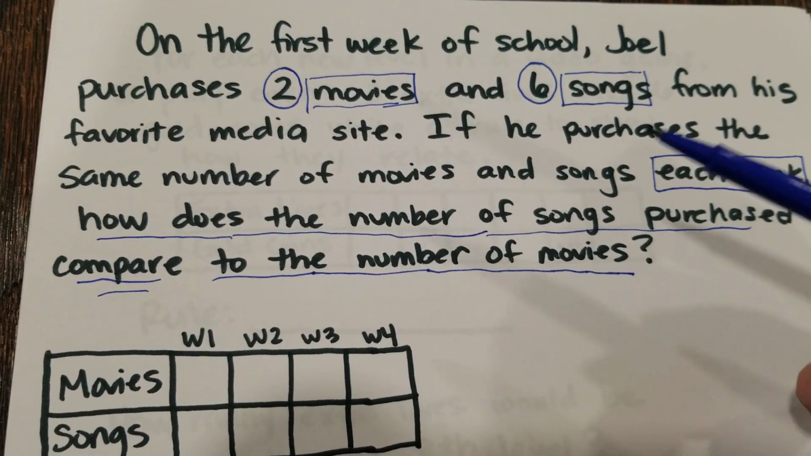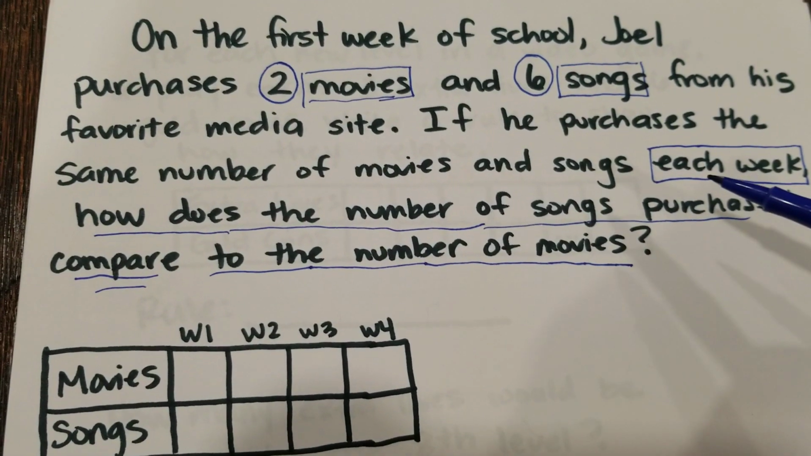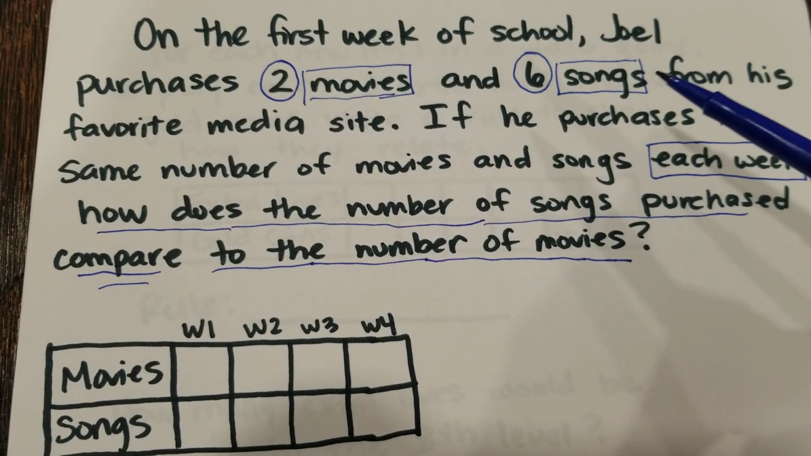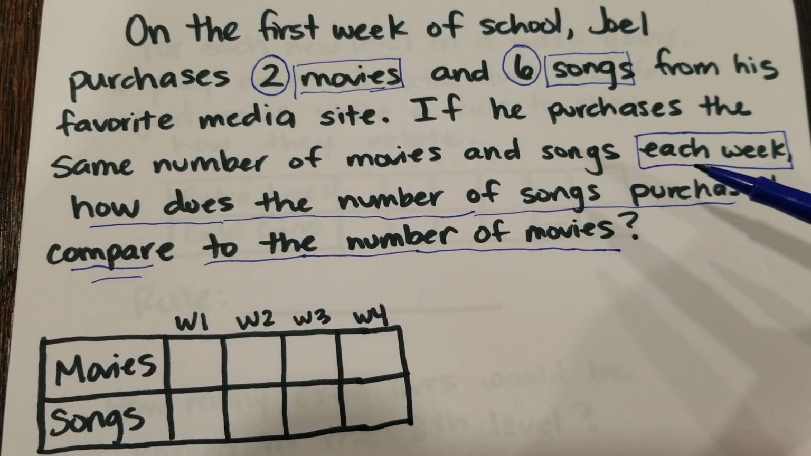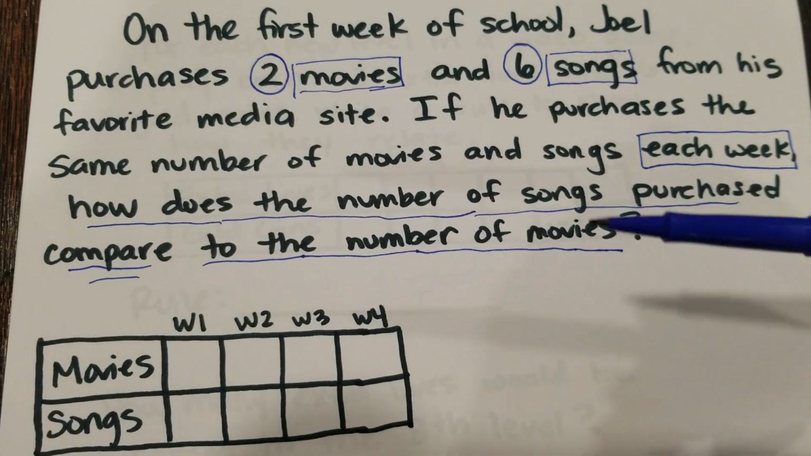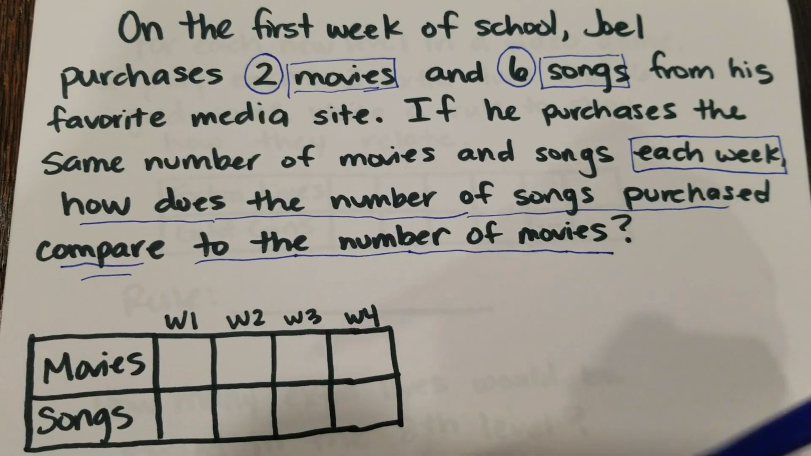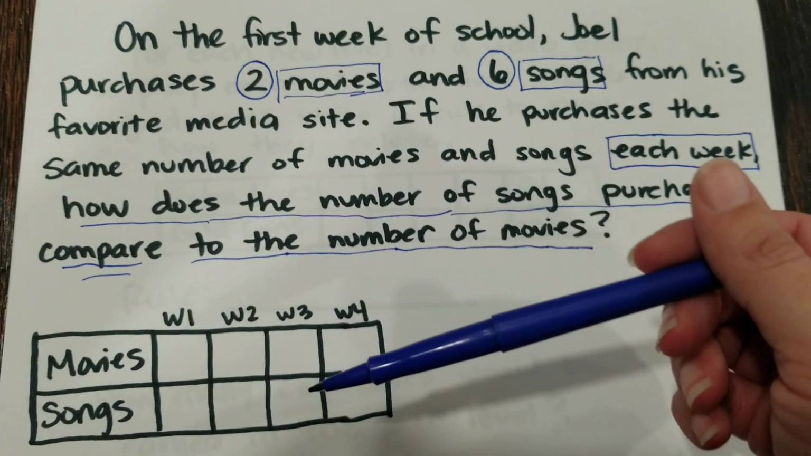Evaluating this problem, I have some information about songs and movies. I know it's going to go up by 2 movies every week. It's going to go up by 6 songs every week. And I want to just compare these patterns. How are these patterns comparing to each other as they go? So let's go ahead and use a table to solve this.